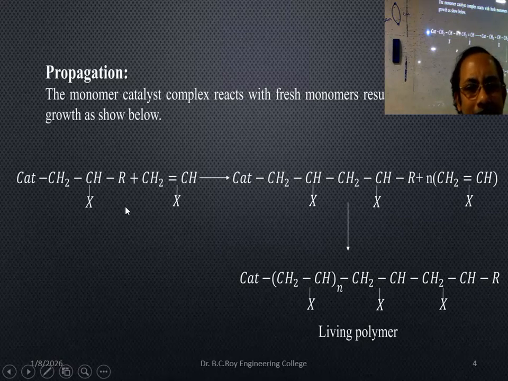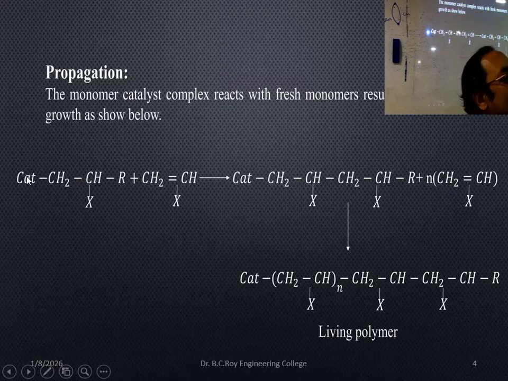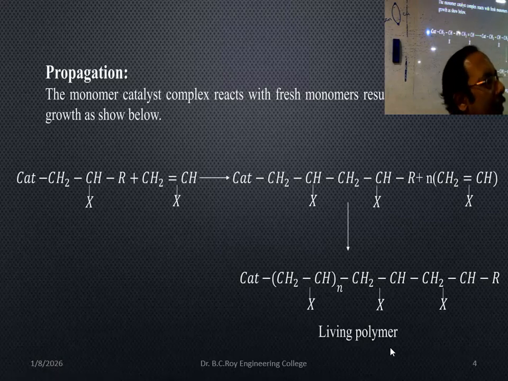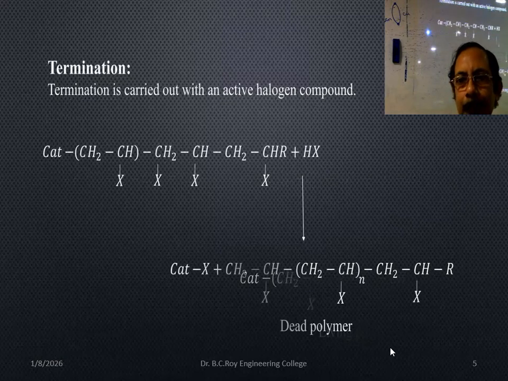First of all, this is generated in the very first step. Then this molecule, another molecule getting joined. So ultimately what you get? A chain. And we are calling it living polymer. Why living? It can elongate further. It is not ended. That's living. So this polymer is called living polymer. The chain is not yet closed. It is still open.